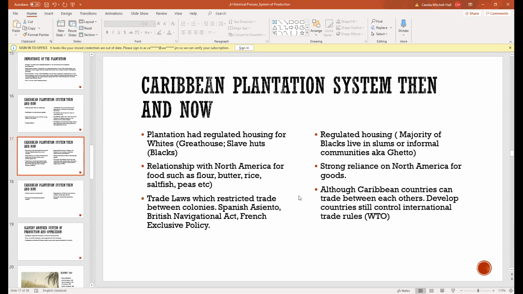The next thing is that even though we can trade between Caribbean countries today, international trade is still controlled by the developed countries, the World Trade Organization. So we really can't trade as freely as we want, but there is some level of control that is outside of our hands as Caribbean people.